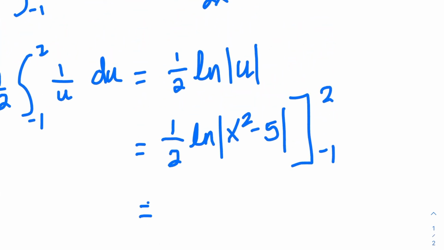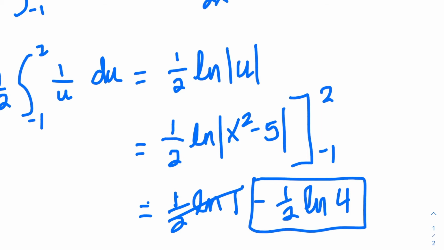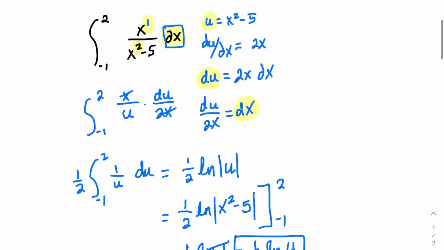So this will equal 1/2 times the natural log of the absolute value of 1, which is just going to be 1. So I'll just write that as natural log 1. And then minus 1/2 times the natural log of the absolute value of 4, which will be natural log 4. And here, natural log of 1 is equal to 0. So this simplifies to just -1/2 ln 4. So that's our first example of U substitution.